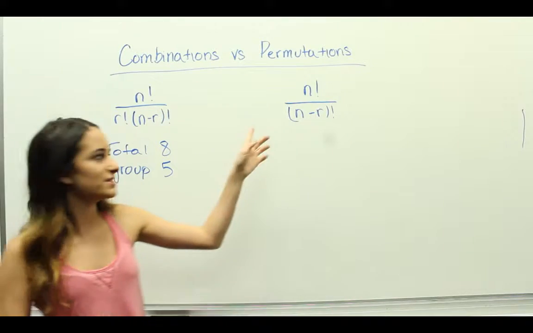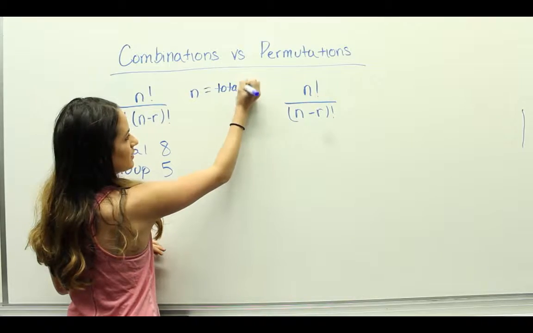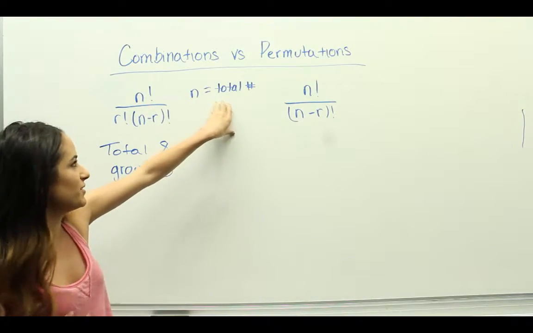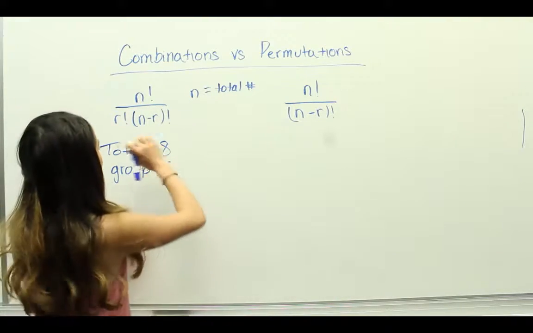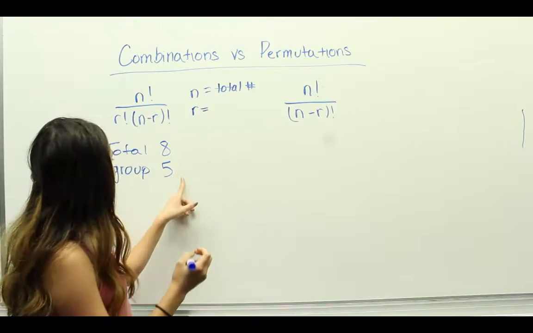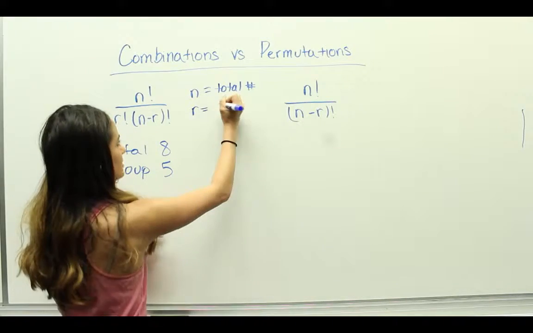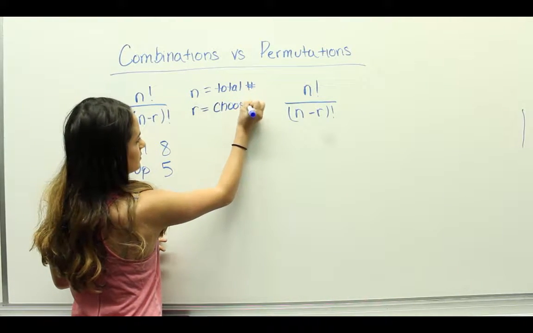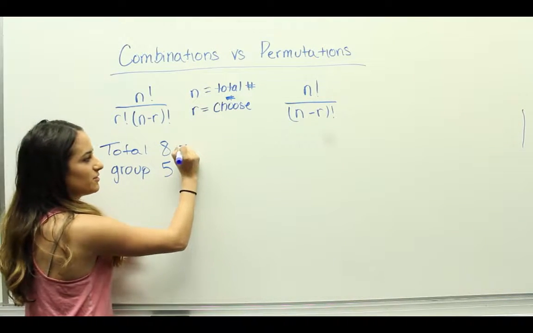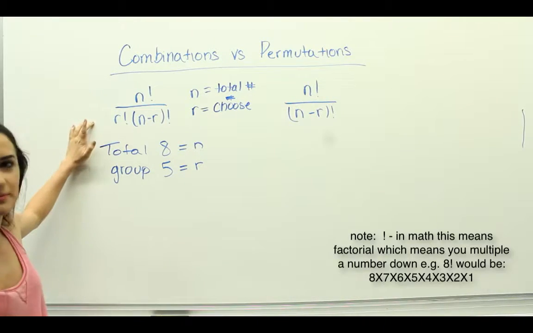In both of these equations, n equals the total number of observations, people, just the total number of what you're looking at. And r would be how many you choose. In this case, r would be your group, because you choose 5 people out of the 8. So if the total 8 is n and 5 is r, then we just plug those in.